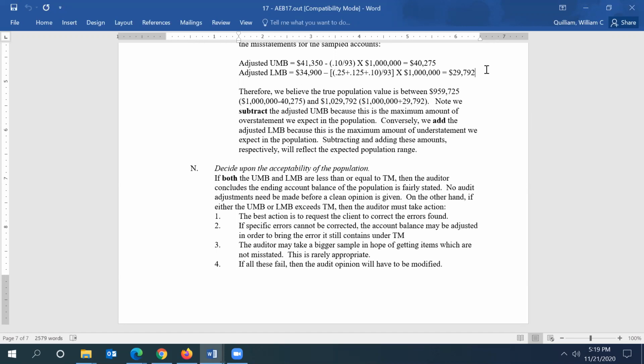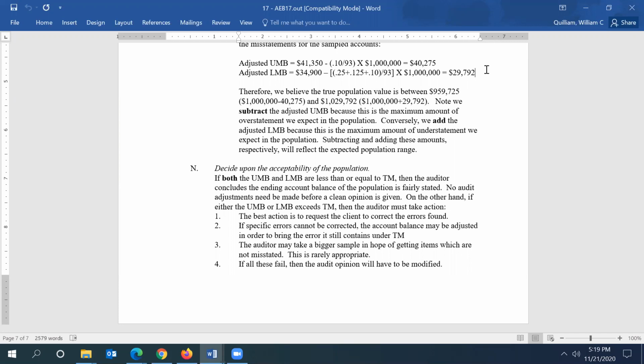What do we do? Auditor must take action. The best action is to request the client to correct the errors found. Fix them. Number two, if specific errors cannot be corrected for some reason, the account balance may be adjusted in order to bring the error it still contains under tolerable misstatement. Not the best of all worlds, but it's sometimes done. Or number three, the auditor may take a bigger sample in hope of getting items which are not misstated. It's rarely appropriate because we're going to get just more of the same. It's kind of like garbage in, garbage out of a computer. You're just going to get more garbage here, piled higher and deeper.